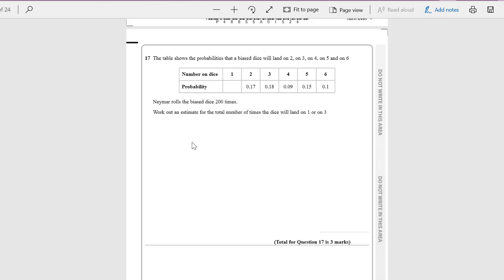Okay, so this one we need to fill in. So we know that the max probability equals 1. So it's going to be 1 subtract 0.17, 0.18, 0.09, minus 0.5, minus 0.1. So that's going to give us P1. So P1 is going to be 0.31.